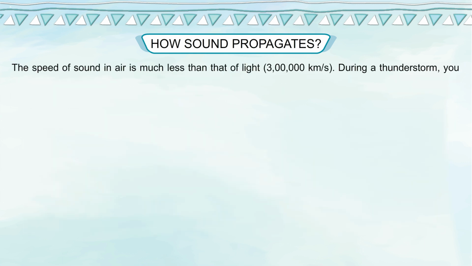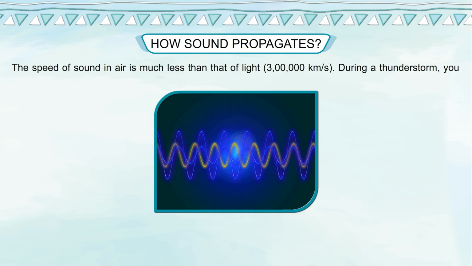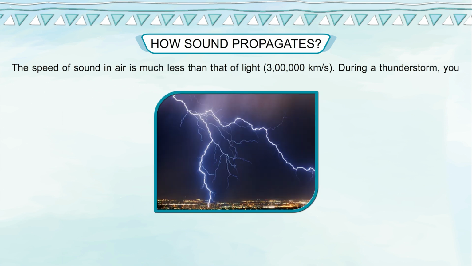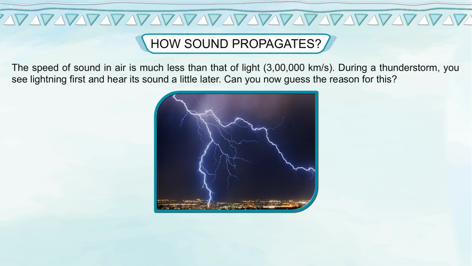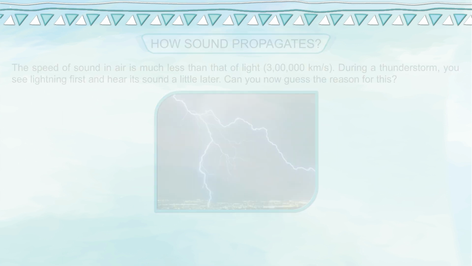The speed of sound in air is much less than that of light, 3 lakh kilometers per second. During a thunderstorm, you see lightning first and hear its sound a little later. Can you now guess the reason for this?